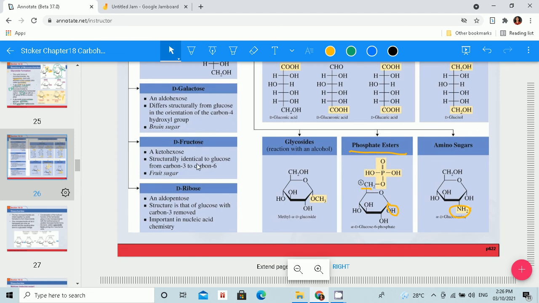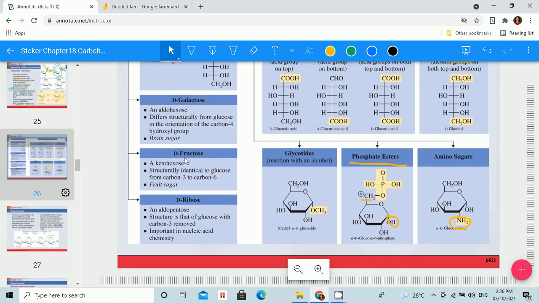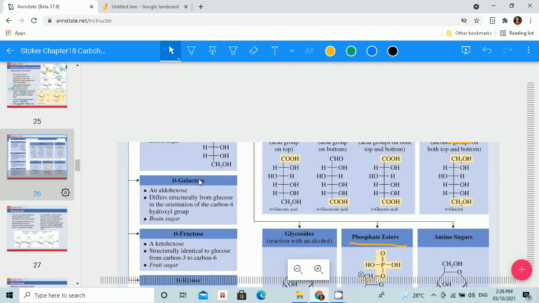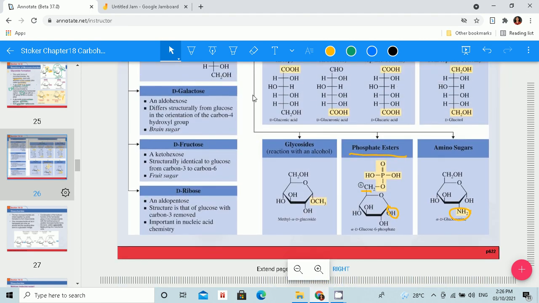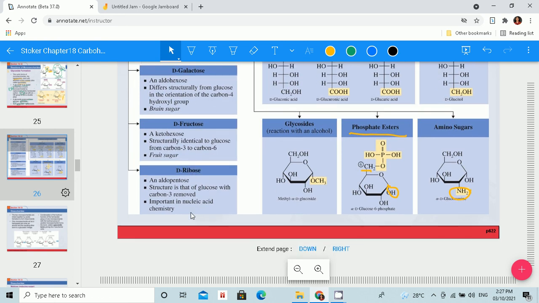Okay, we have carbon 4. Alright, the galactose is also often called as brain sugar. And then we have the D-fructose. It's a ketohexose. It's a ketone. Now, ketone class, a ketone does not participate in an oxidation reaction. Okay, only the aldehydes. And then we have structurally identical to glucose, a carbon 3 to carbon 6. Oh, okay, so take note of that. In carbon 3 and carbon 4, it's different now. And then we have the fruit sugar. Fructose is a fruit sugar. It's very sweet.